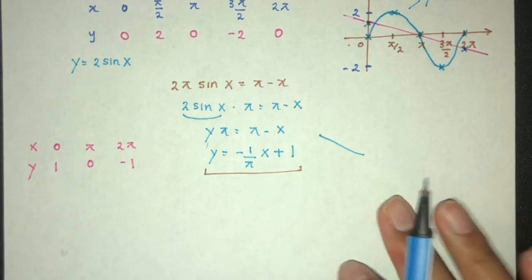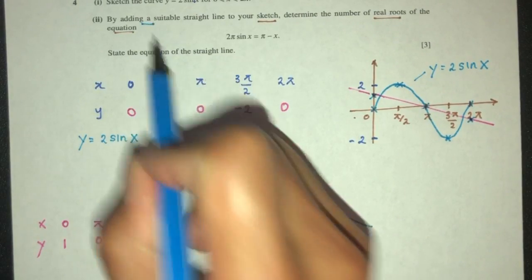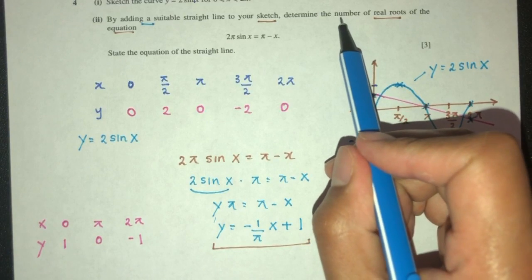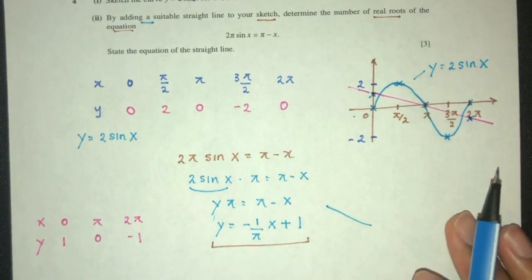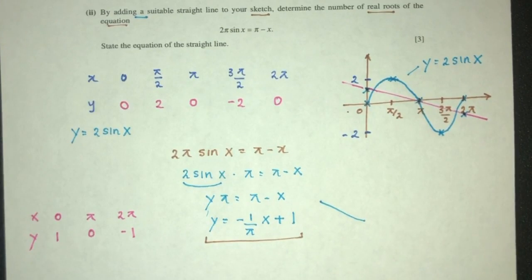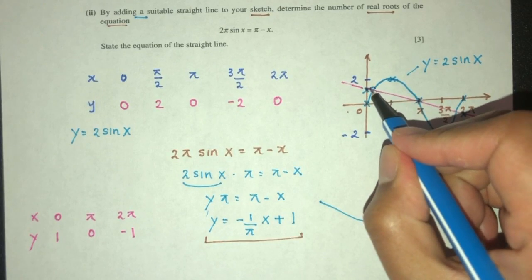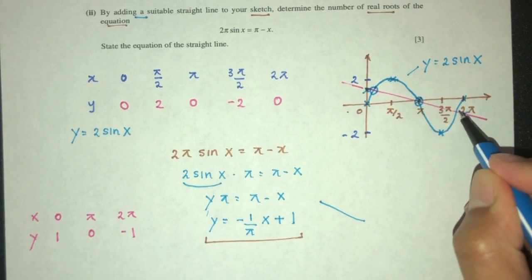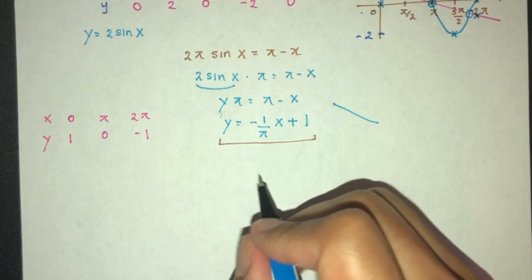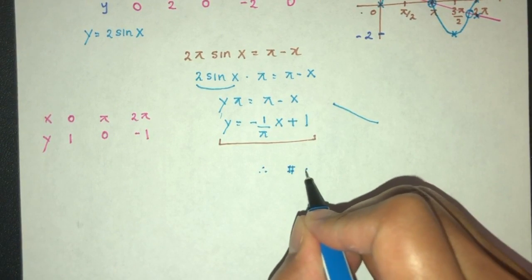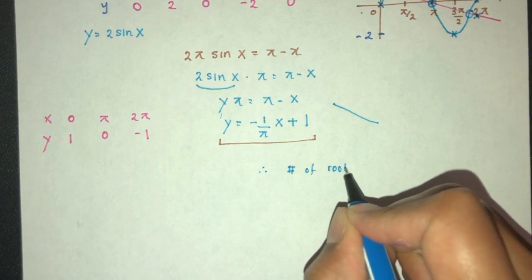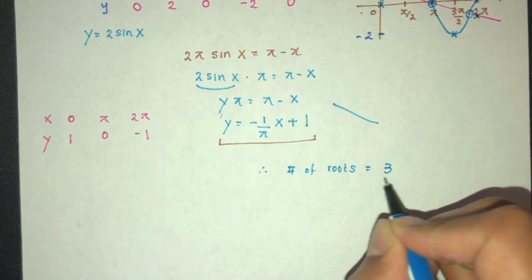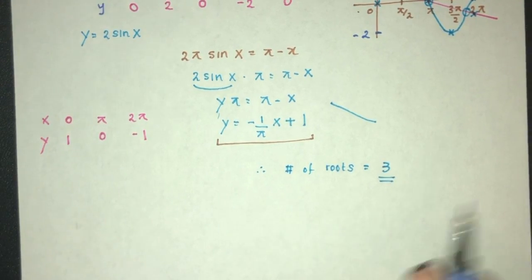Now, this is part 1 by drawing the line, and you have to find out how many roots we have. The roots are the points of intersection. So by observation, you can see here we have 1 point, 2 points, and 3 points of intersection. So you can write number of roots according to the graph is 3. So I hope that was very clear.